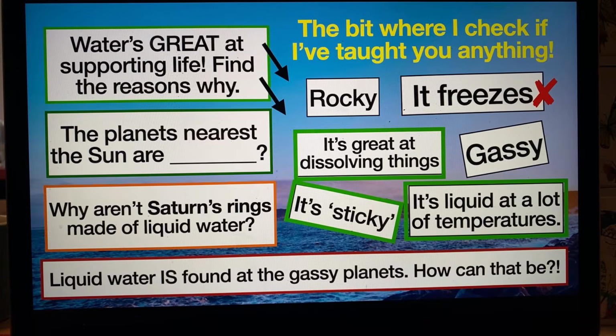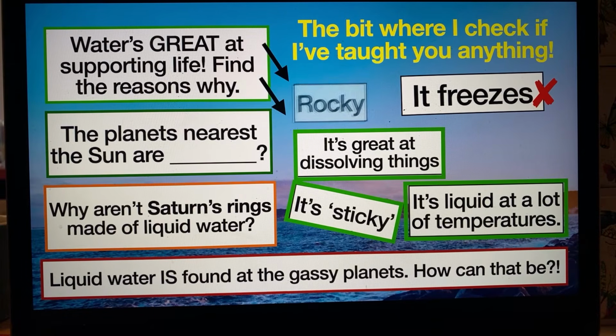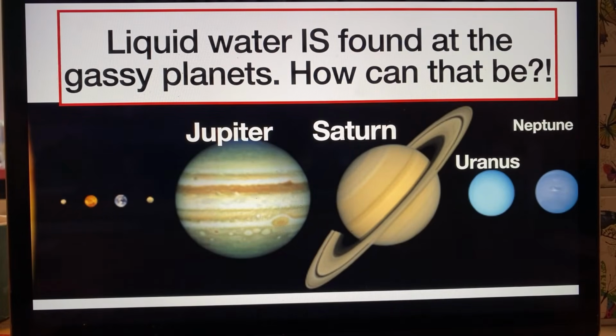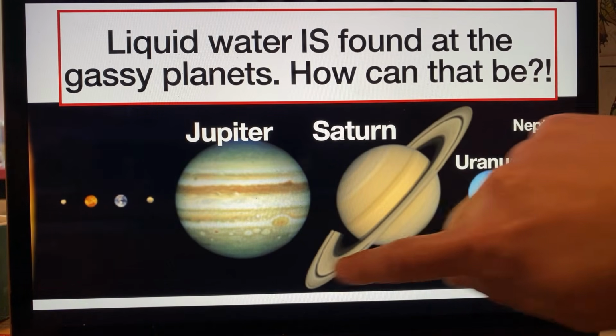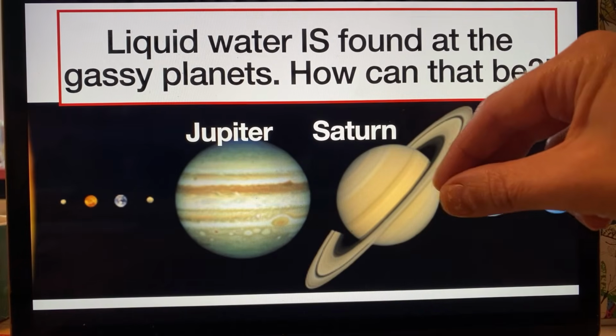The planets nearest the sun are not gassy, they're rocky. Well done if you put that. The planets near the sun are rocky: Mercury, Venus, Earth and Mars. Why aren't Saturn's rings made of liquid water? Because it's too cold. I told you that. It's too cold for Saturn's rings to be liquid water. It hasn't got enough energy. The water is a solid.